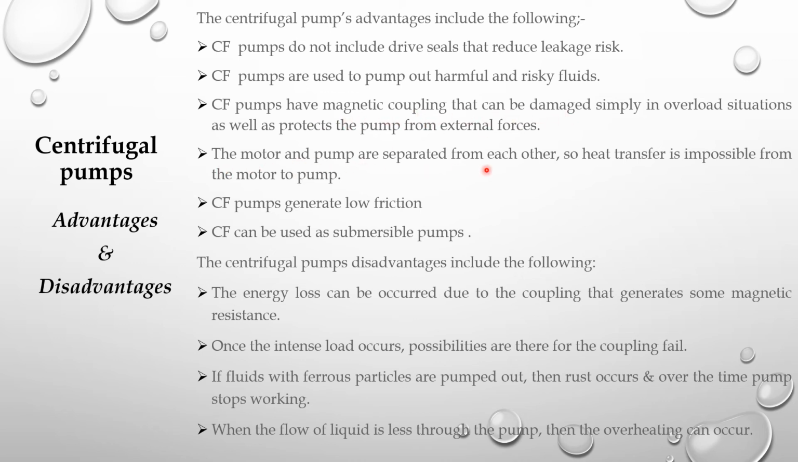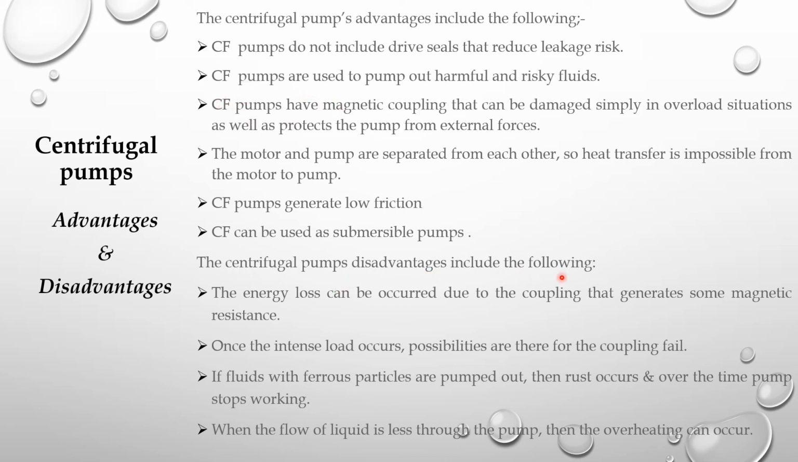Motor and pump are separated from each other, so heat transfer from the motor to the pump is impossible. So normally the pump will not get damaged when the motor bearing gets damaged, and the heat will not transfer to the pump side. These pumps generate low friction and can be used as submersible pumps. Normally submersible pumps are all centrifugal pumps. For multi-stage pumps also, for boiler feed water and fire hydrants, centrifugal pumps are used.